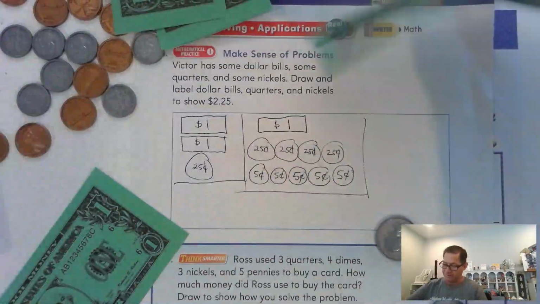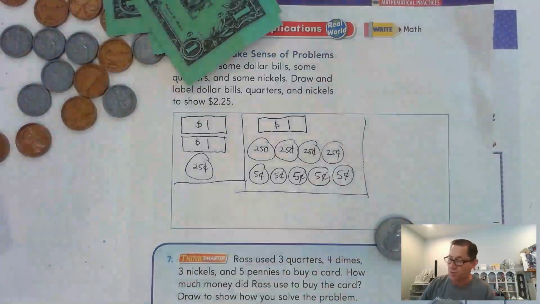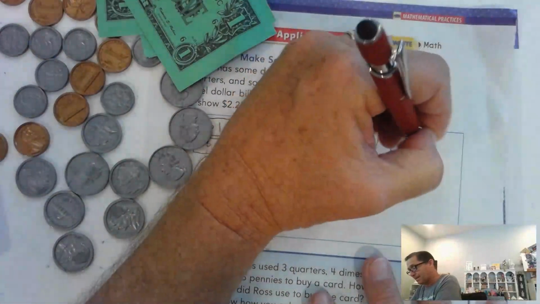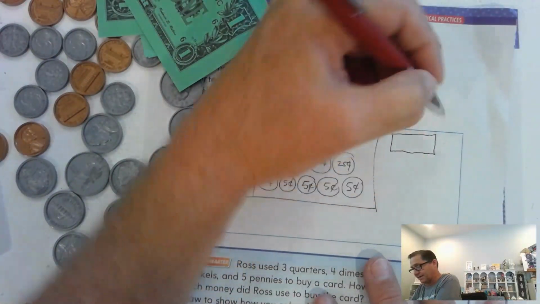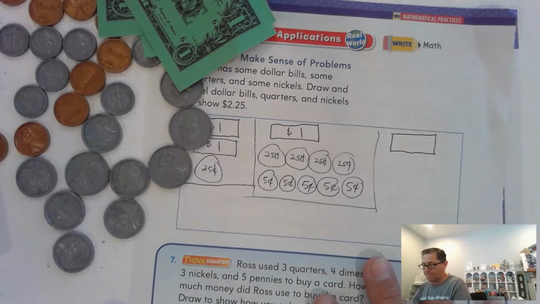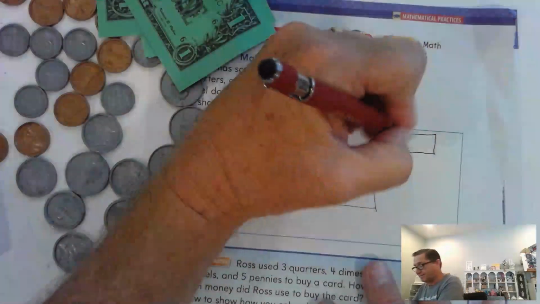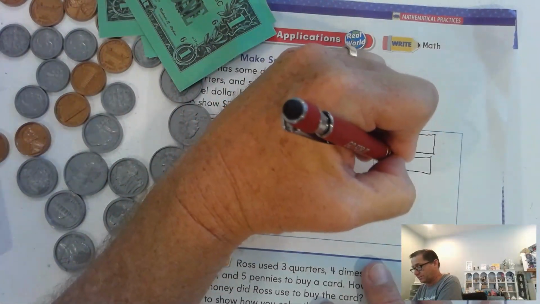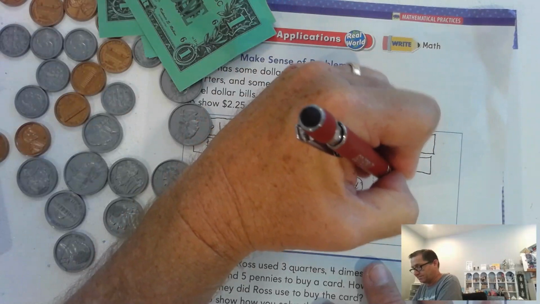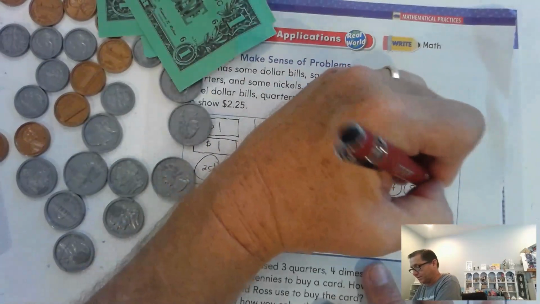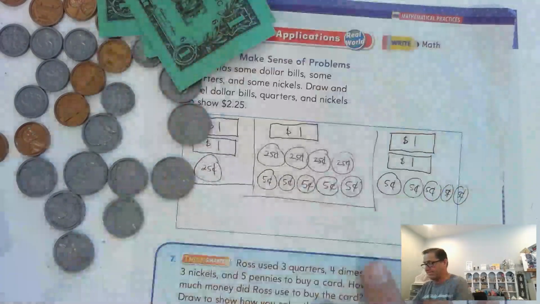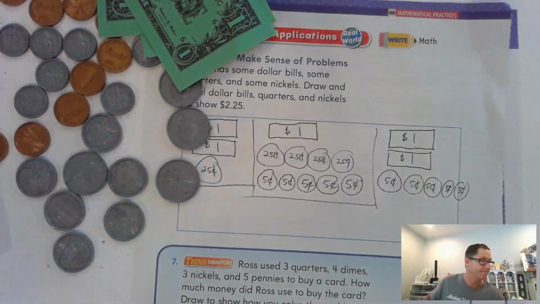And I'm sure you can come up with some different possibilities yourself. $2 and then it could be all nickels. We can go ahead and draw that, right? Or let's say, well, no, it would have to be 2 $1 bills and then 5 nickels to be $2.25. Okay, so that's a third possibility.